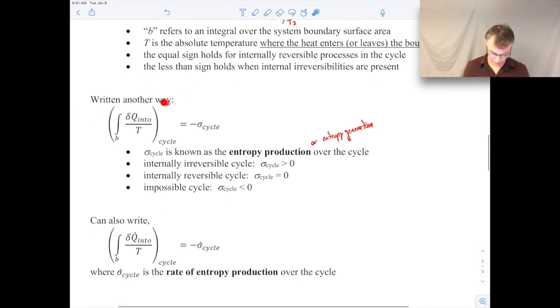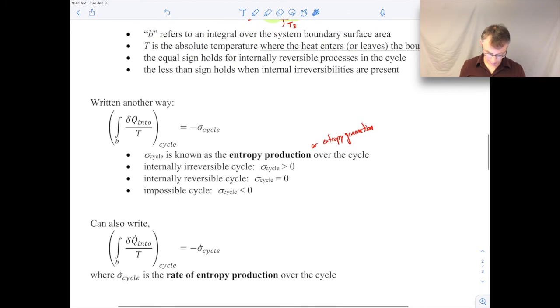Now, this is one way to write the Clausius inequality. You can also take the time derivative of this equation. So if I took the time derivative of it, instead of the heat transfer, we'd have the rate of heat transfer, which is indicated by the Q dot, and then instead of the entropy production, we'd have the rate of entropy production or the rate of entropy generation. Okay, so that's just another way to write it.